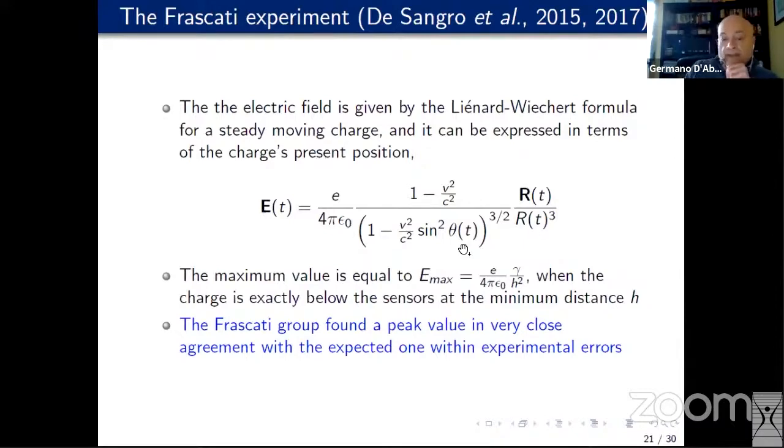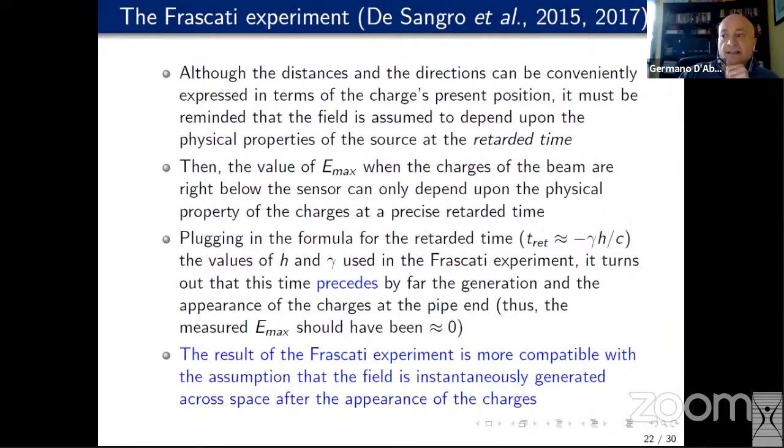The peak value of the electric field measured by the Frascati group is in very close agreement with this expected value. Well, the problem here is that even if the field can be conveniently written in terms of the instantaneous present position of the electrons, the intensity of the field should depend anyway upon the position of the electrons at the retarded time, because of the retarded nature of the potentials. With gamma nearly equal to 1,000, it can be calculated that the retarded position that gives the measured peak value is at least between 300 and 500 meters behind the pipe exit. Obviously this is an unphysical region since the electrons have never been there.